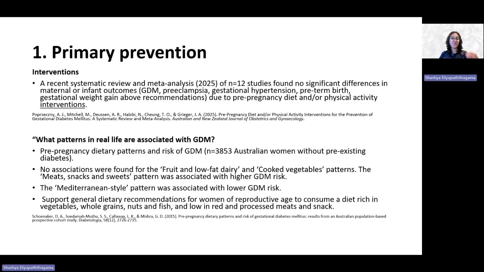So in simple terms, fruits, low-fat dairy products, and vegetables were shown to be good, and the meat, snacks, and sweets were bad when it comes to GDM prevention. And the Mediterranean style diet had lower associations with gestational diabetes risk, which means the Mediterranean style diet is better. And also a generally healthy diet that is rich in vegetables, whole grains, nuts, and fish, and low in red and processed meats is the one that is best to prevent GDM according to this study.